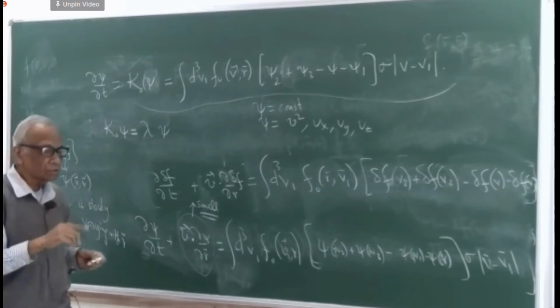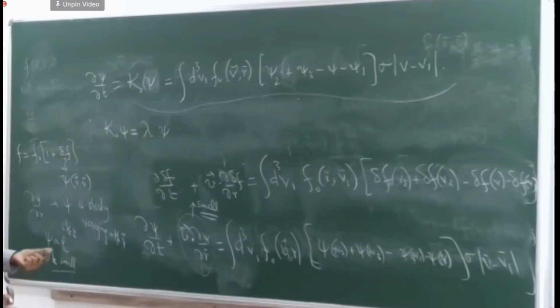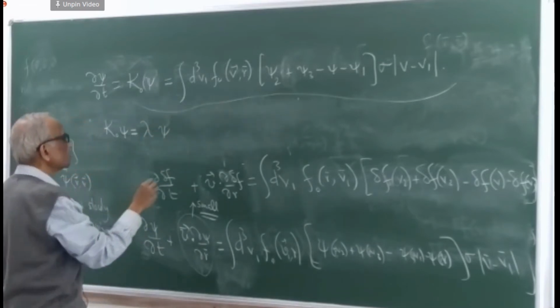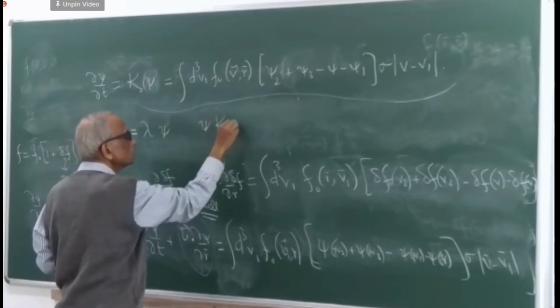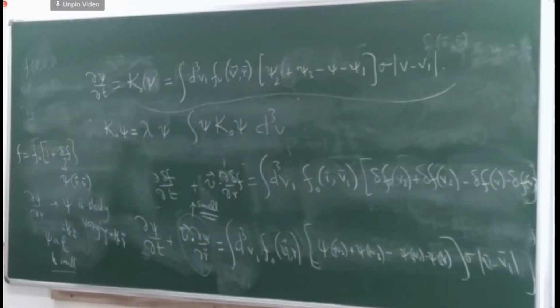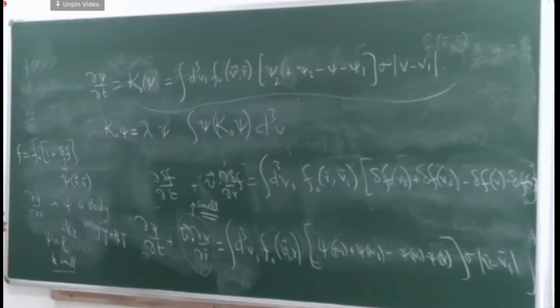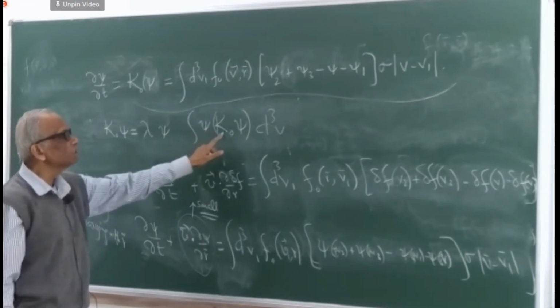Now the next point is, are there psis for which lambda is negative? So that's the next important step. I need to take a scalar product. So I want to consider psi K0 psi integral d3v. These are all functions of v. The psis are functions of v over here, and I want to do psi K0 psi d3v.